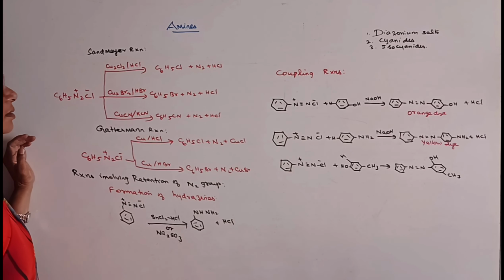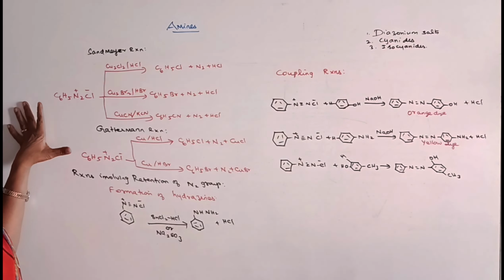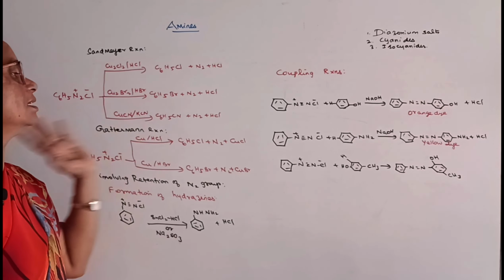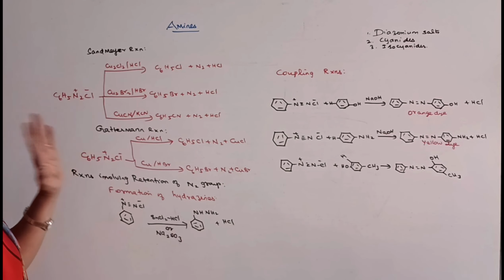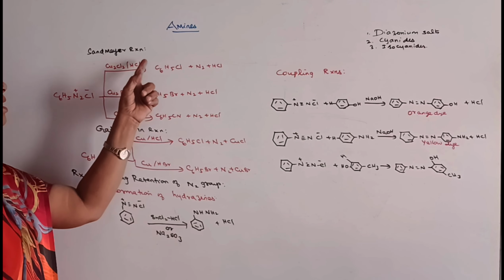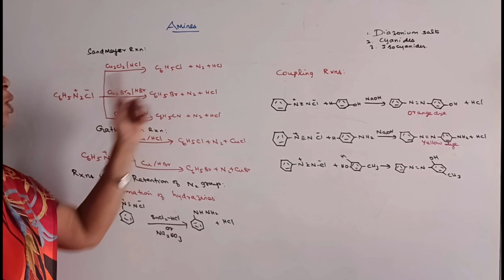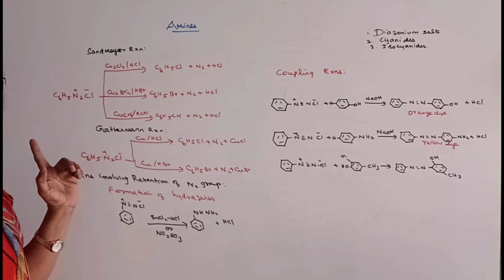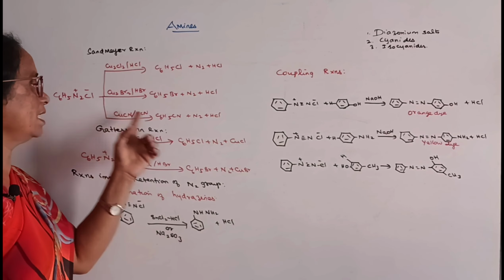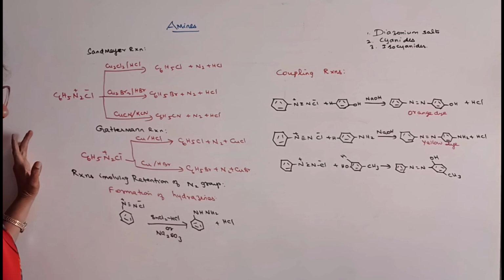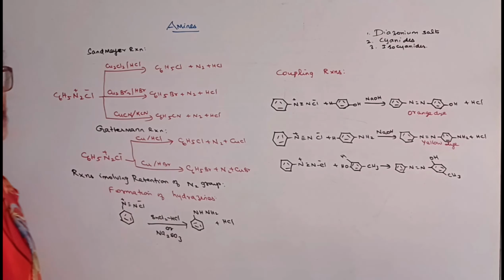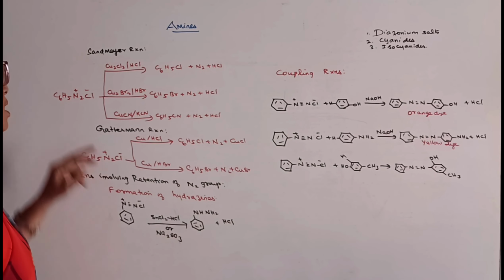Sandmeyer reaction. From benzene diazonium chloride, we can prepare chlorobenzene, bromobenzene and cyanobenzene. That can be done by treating with copper(I) chloride and HCl, which gives chlorobenzene, copper(I) bromide with HBr, which gives bromobenzene, or copper cyanide, which gives cyanobenzene. In all these cases, nitrogen gas is expelled along with the formation of HCl.